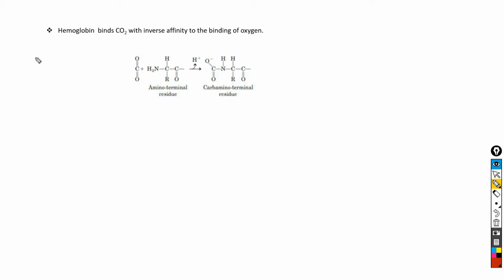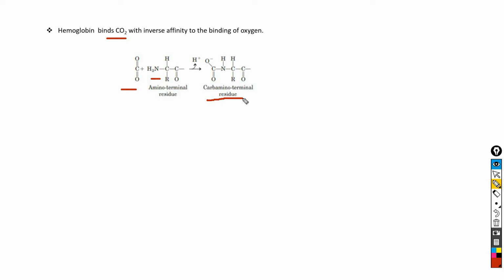So till here we have seen that hemoglobin binds both oxygen and H plus, but at different sites on the hemoglobin. Apart from oxygen and H plus, hemoglobin also binds CO2, but the binding of CO2 with hemoglobin is inversely related to the binding of oxygen. CO2 binds as a carbamate group to the alpha amino group at the amino terminal end of the globin chain of hemoglobin. So when CO2 binds to the hemoglobin, it leads to formation of carbaminohemoglobin, not carboxyhemoglobin. Carboxyhemoglobin is formed when hemoglobin binds to carbon monoxide.